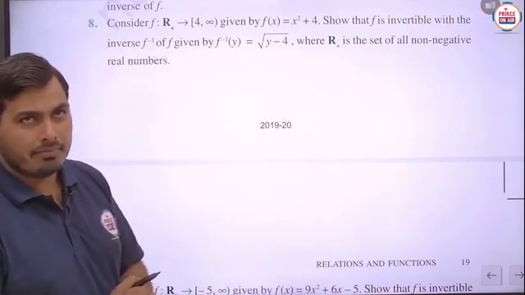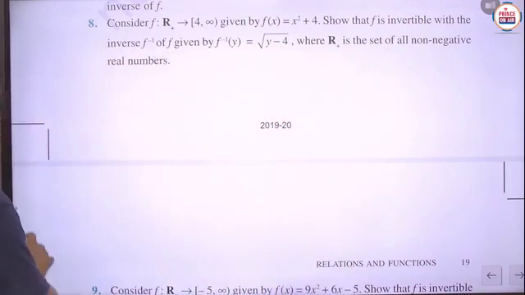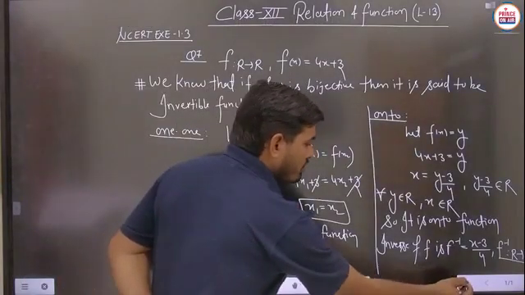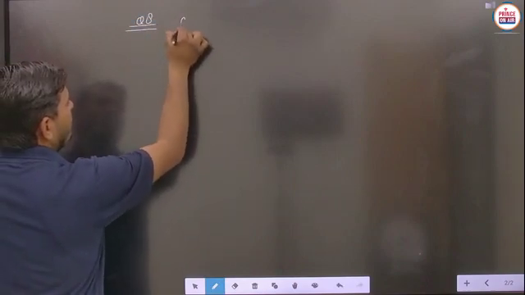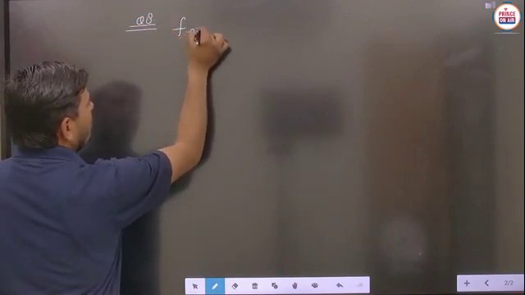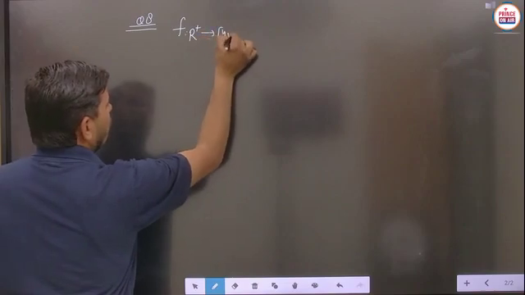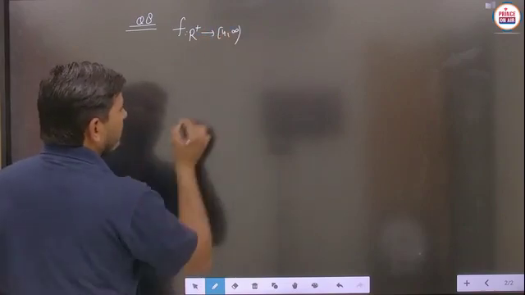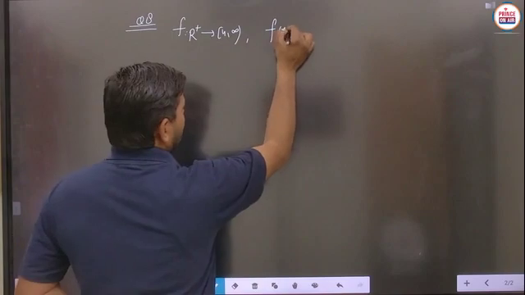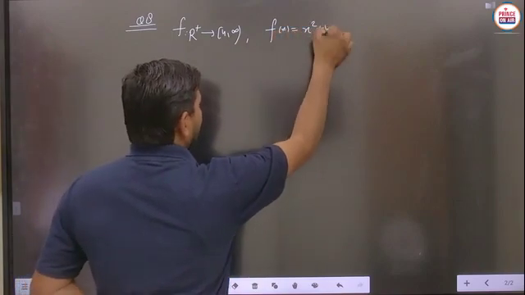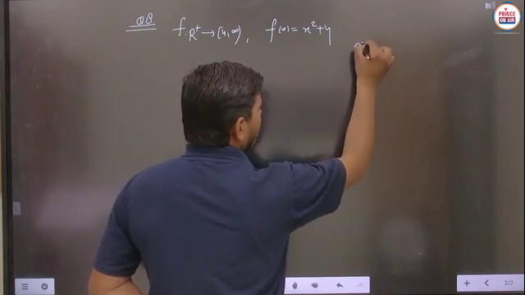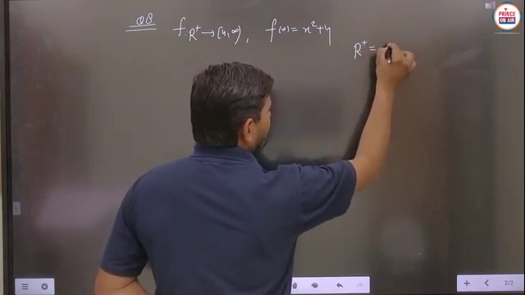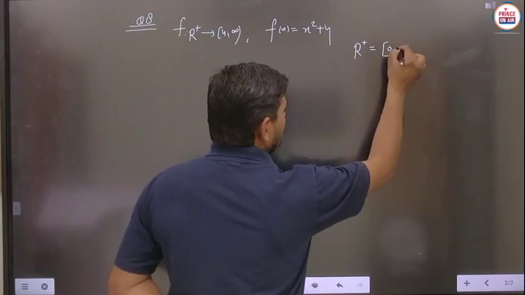Is it clear? So we will see the solution of this particular question. Question number 8 is given as: a function f is given from R positive to [4, infinity), and the function f(x) is given as x square plus 4, where R positive you can write as [0, infinity).